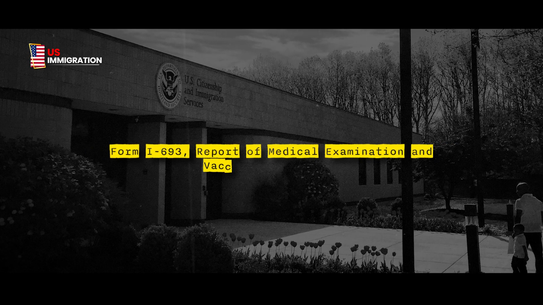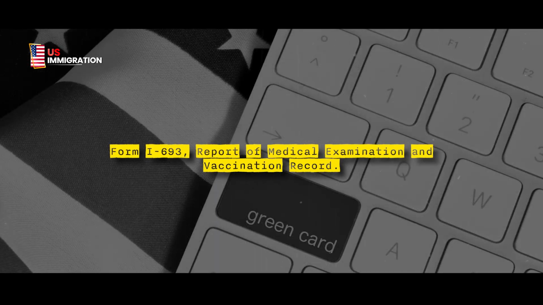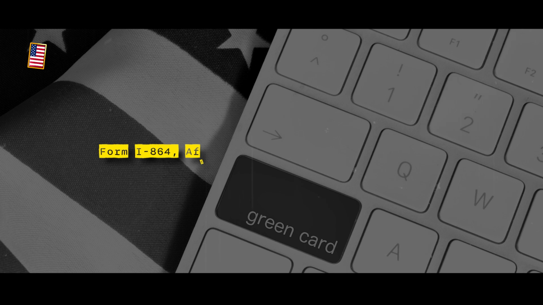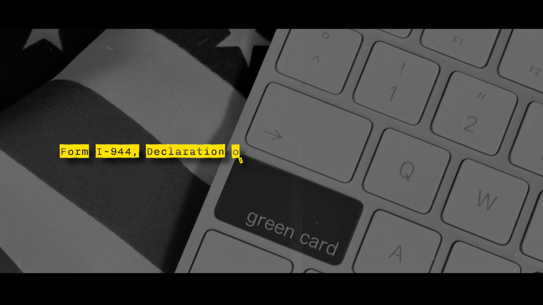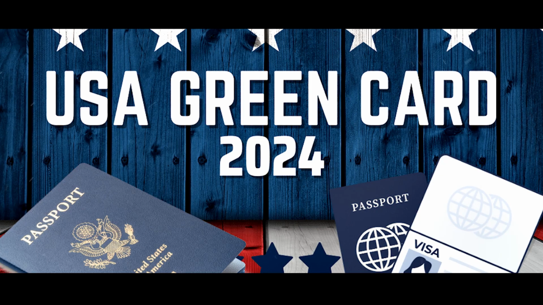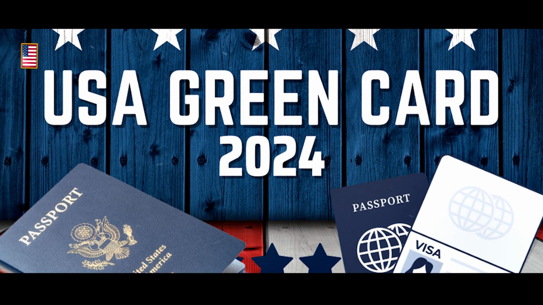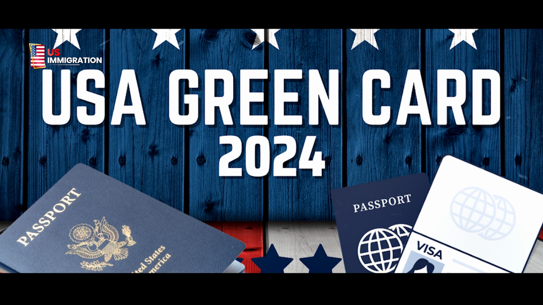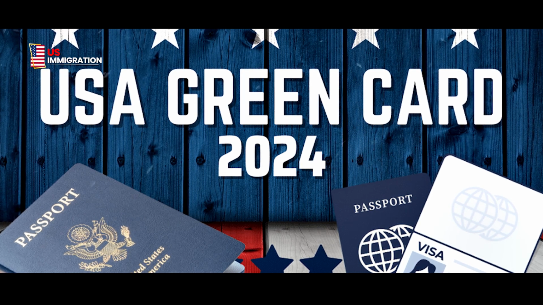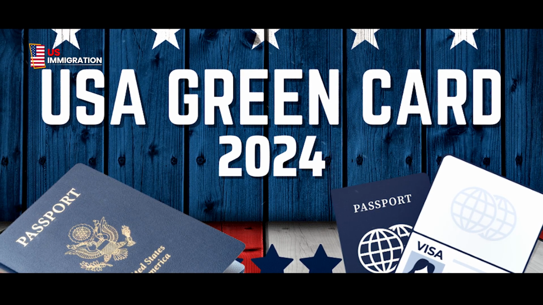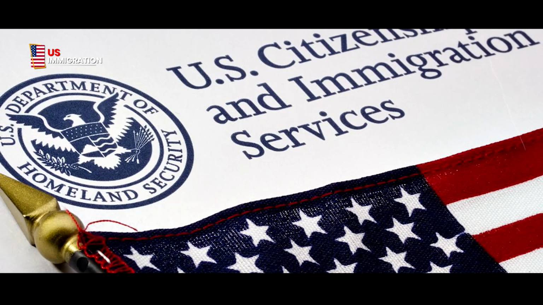Form I-693, Report of Medical Examination and Vaccination Record. Form I-864, Affidavit of Support, if applicable. Form I-944, Declaration of Self-Sufficiency, if applicable. Either the concurrently filed immigrant petition or Form I-797, Notice of Action for the pending or approved immigrant petition that you are using as your basis of adjustment if you are not adjusting based on the grandfathered immigrant petition.